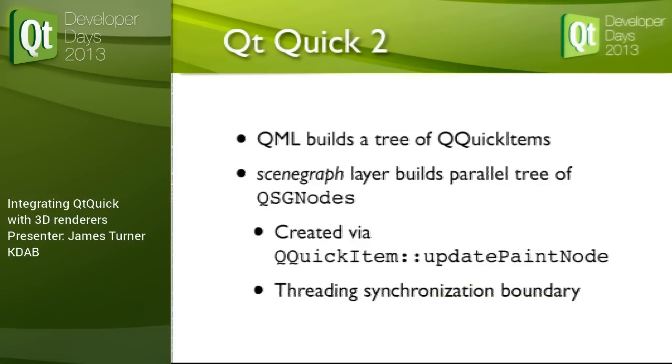So our QML tree is built on one thread and on one side, and then we build up this parallel tree when we need to do rendering. And again, it's only built up when it needs to be built up. If you're hiding a piece of content, you know it's not been loaded, this tree isn't built. If it's hidden again, this scene graph tree can be torn down. It's purely about display.